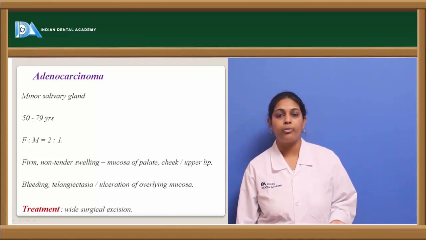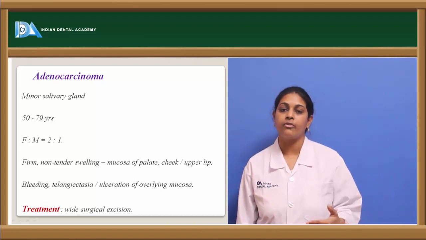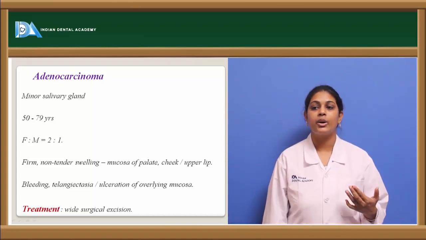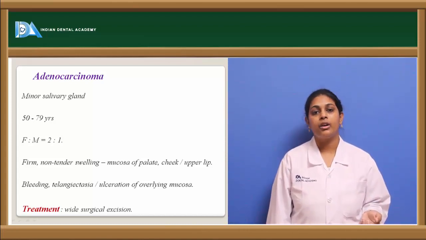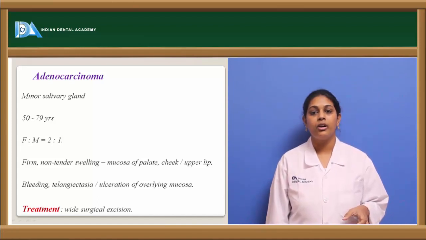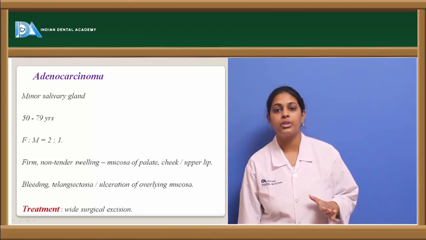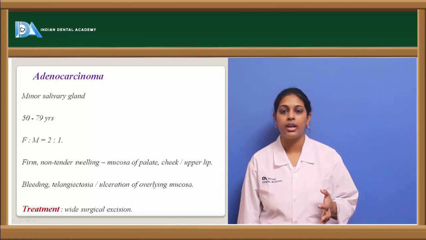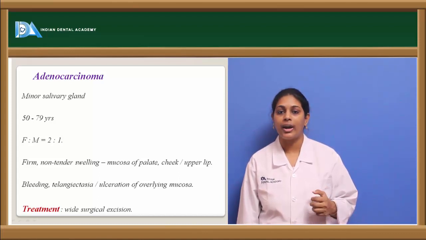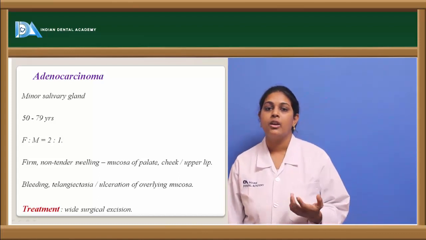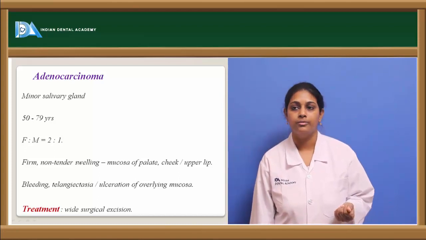It could be in the soft palate, hard palate, or at the junction of the soft and hard palate, in the cheek as well as in the upper lip. And the clinical features we see are bleeding associated with the tumor, as well as ulceration. Telangiectasias, that is dilated blood vessels, can be seen underlying this mucosal area. And the treatment advised for adenocarcinoma is wide surgical excision.